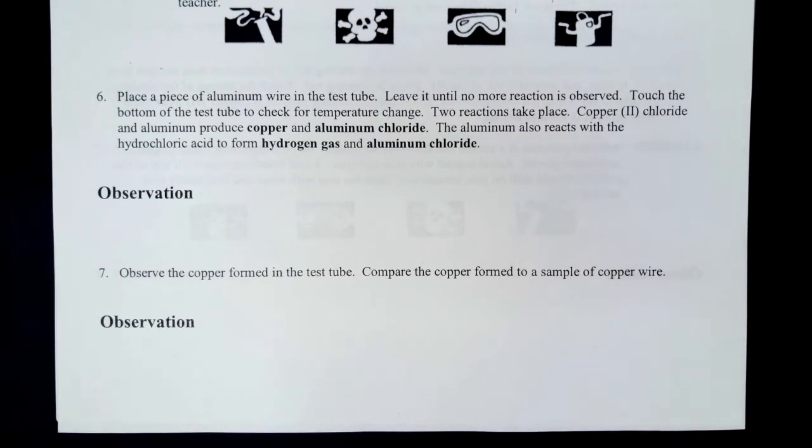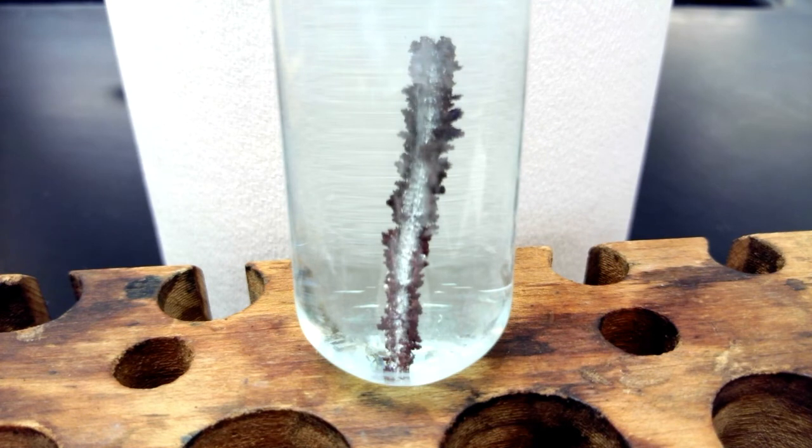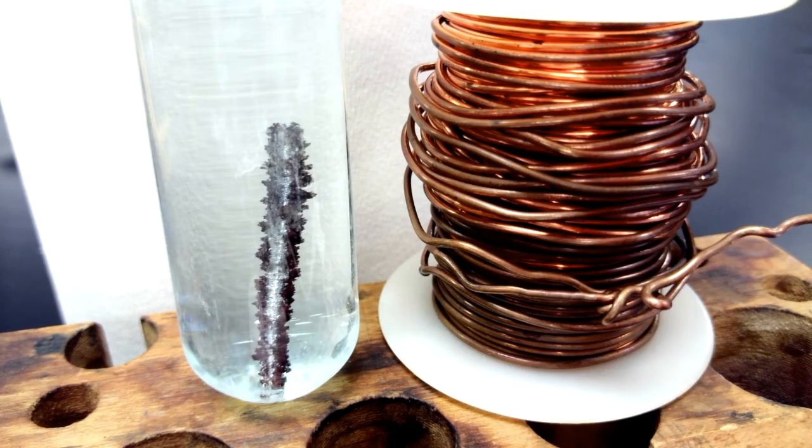And then number 7 says, observe the copper formed in the test tube and compare it to a sample of copper wire. That is going to come up in a little bit. I've got one more snippet here where you can see a lot of gas being produced, and more and more copper is precipitating out and depositing onto the aluminum wire. The aluminum wire is slowly dissolving. And then here, compare the copper wire you see on the right to the fluffy-looking copper on the wire. How do they compare? Record your observations and start answering the questions in the back of the lab.